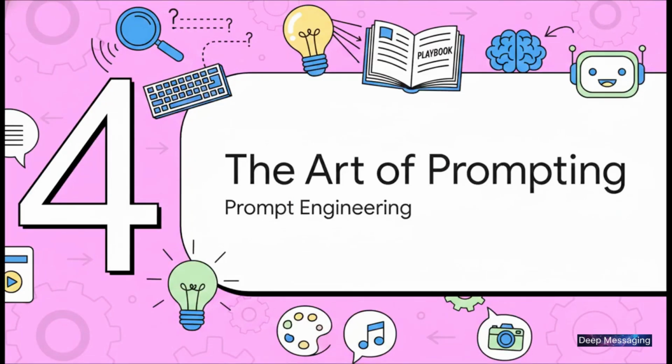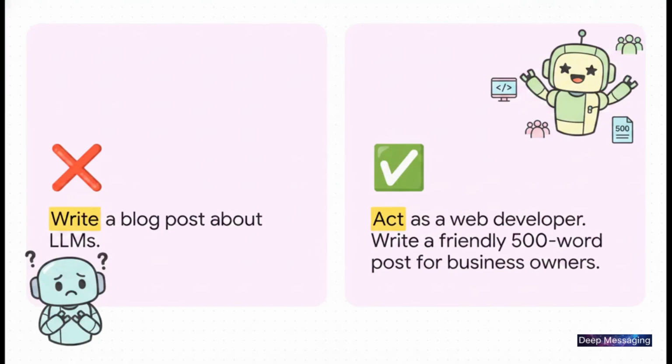The art of prompting. To actually unlock these superpowers, you need the right playbook. Because the AI is just predicting the next word, the output you get entirely depends on the instructions, or the prompt, you provide. And this brilliantly illustrates the difference. A vague prompt like, "write a blog post about LLMs," will get you a boring, super generic response. But a context-rich prompt changes the game entirely.